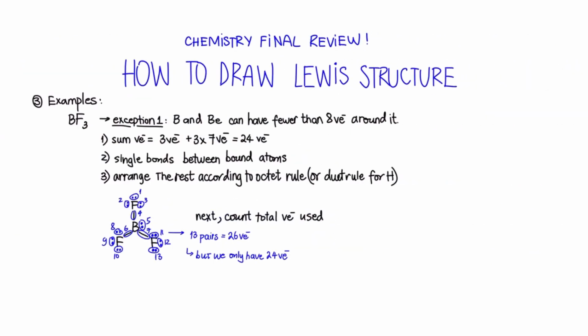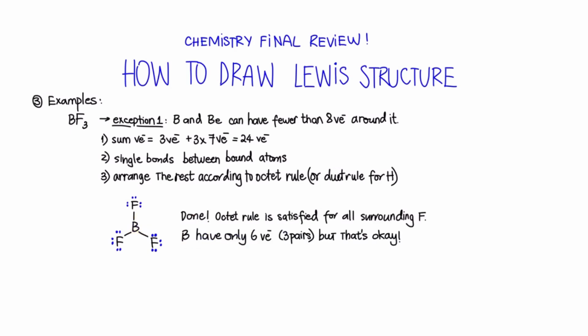And we see that there's an issue, right? Because in step 1, we counted that there are only 24 valence electrons to use, and we used 26. So we need to remove 2 valence electrons. Here we will erase 2 valence electrons, or 1 pair, from the center boron atom. So this pair right here needs to go. After removing that lone pair from boron, we are done. This is the correct Lewis structure for BF3.